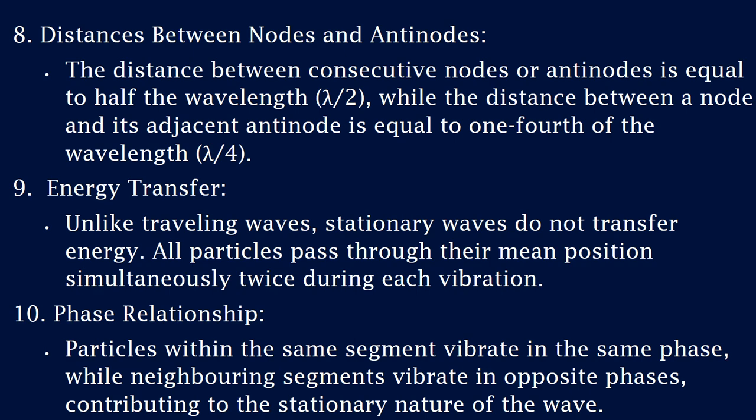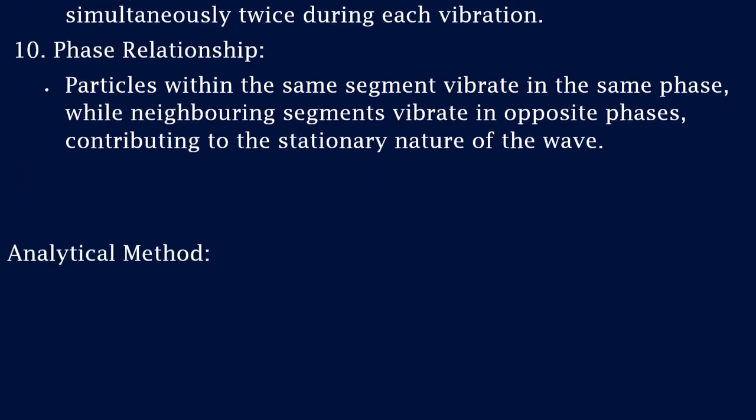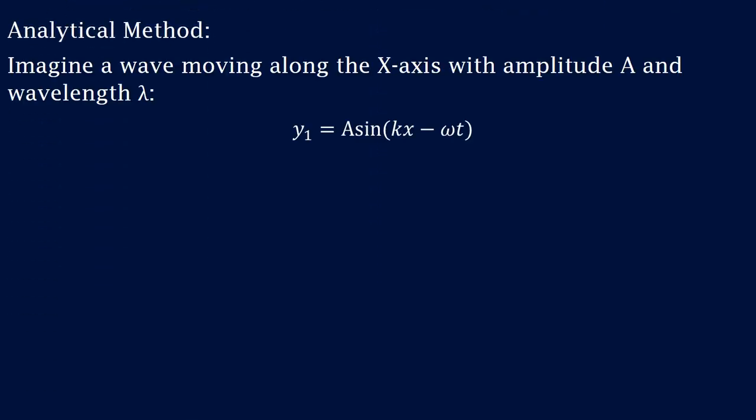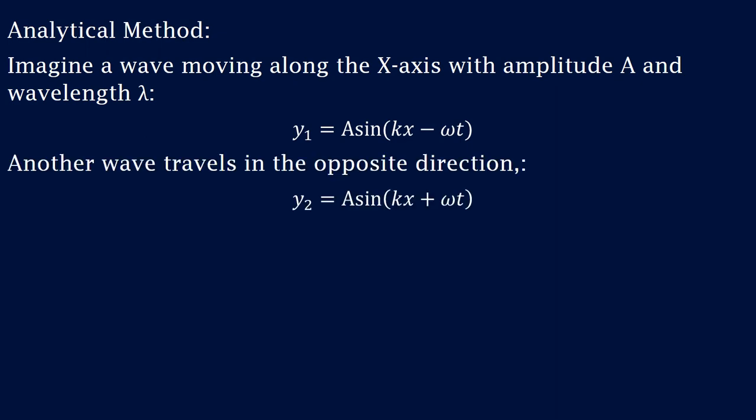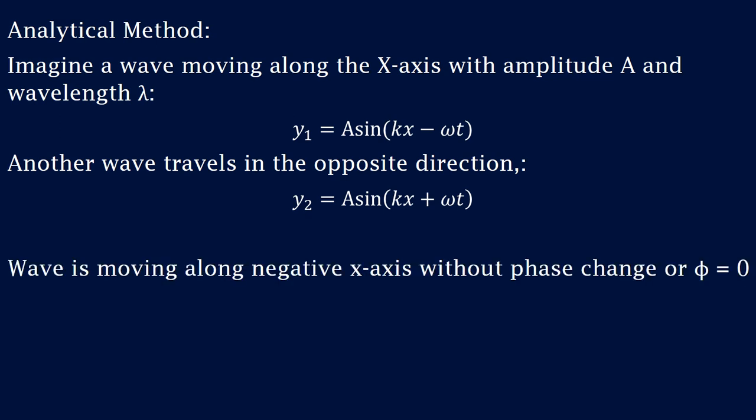Now, let's dive into the analytical realm and unveil the mathematical magic that describes these waves. Analytical method. Imagine a wave moving along the x-axis with amplitude a and wavelength λ. Let its equation be y1 = a sin(kx − ωt). Another wave travels in the opposite direction. Its equation is y2 = a sin(kx + ωt).